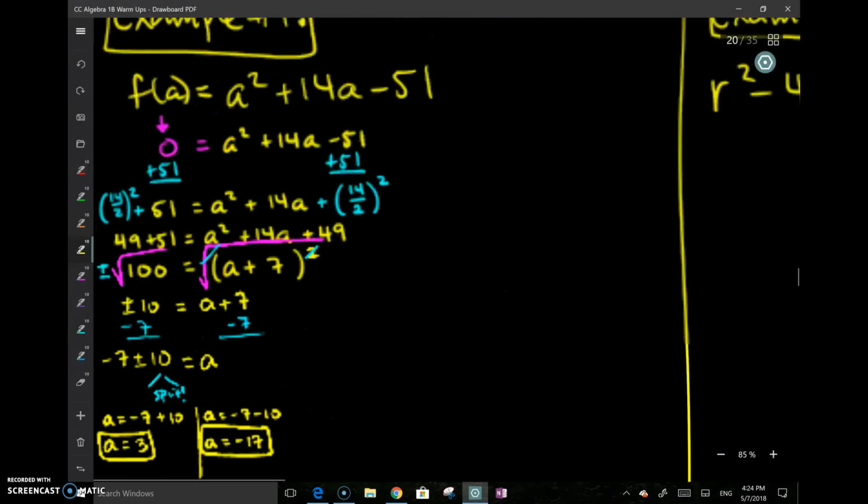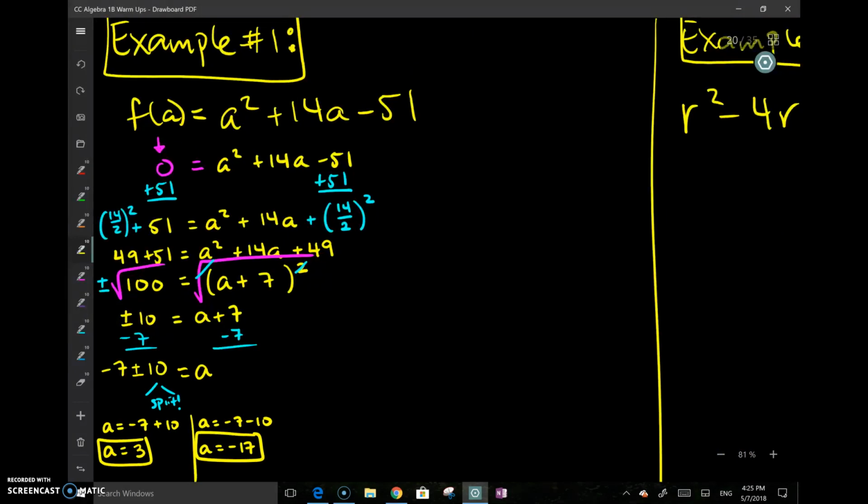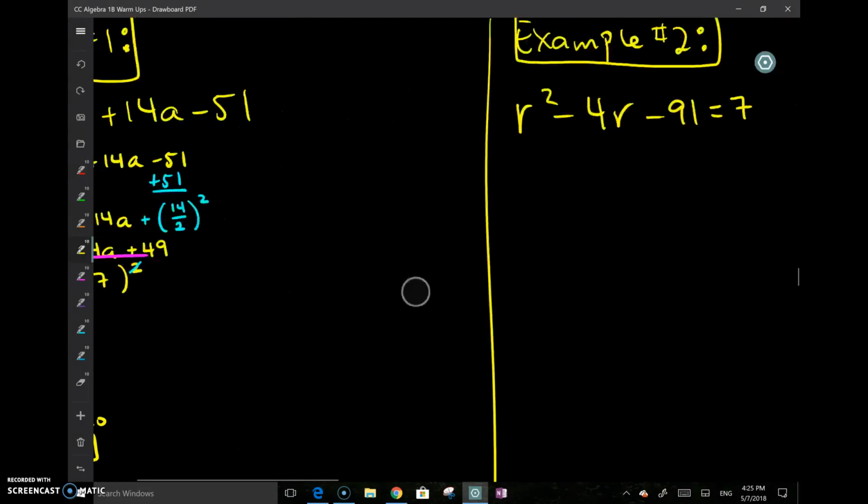This is the first example. Completing the square does take a few steps, but it does have some advantages over other methods of finding the x-intercepts. But I'm not going to address those in this video.